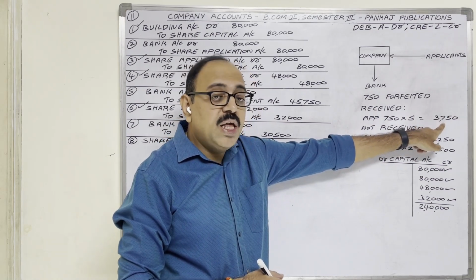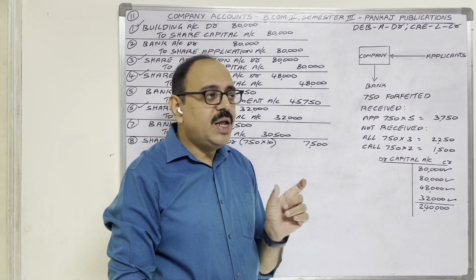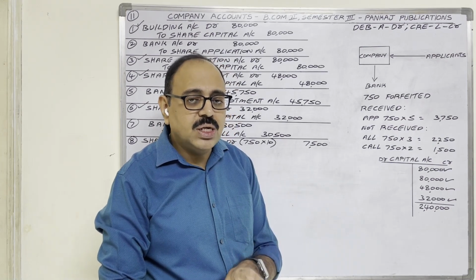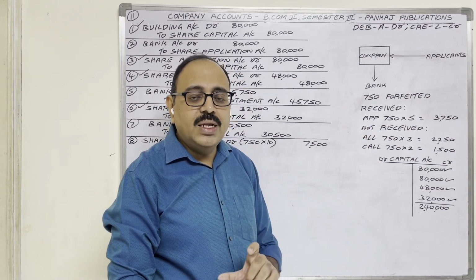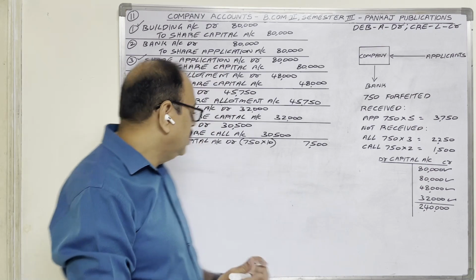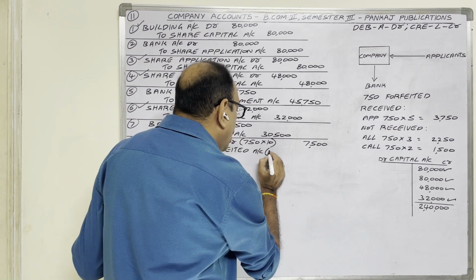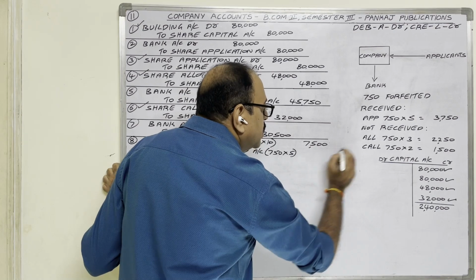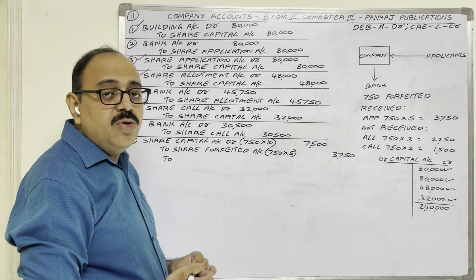This amount company will not refund to them. Means this is capital gain to the company. Capital gain comes under nominal account. Nominal account rule, debit all expenses and losses, credit all incomes and gains. Therefore, gain we should credit. We should credit this amount by creating a separate account known as share forfeited account. To share forfeited account. Amount received on 750 shares at the rate of 5 rupees each. Application money is coming now, 3,750.